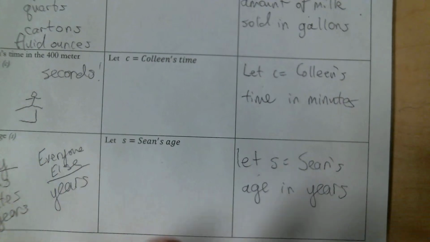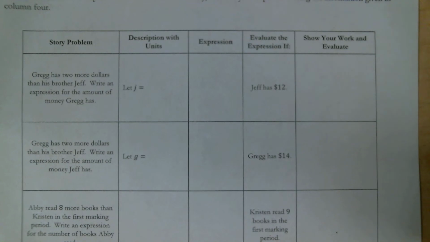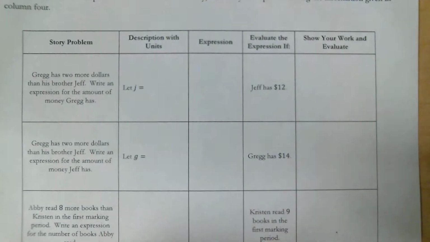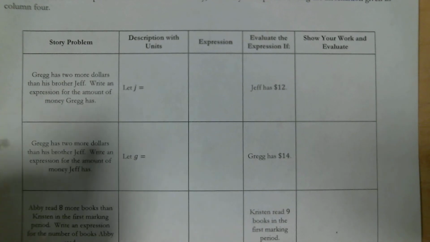All right, let's go ahead and move on. So go ahead and find me on page 3. And now we're going to actually work on writing these situations. So we're going to read each story problem, we're going to identify the unknown quantity, and we're going to write an addition or subtraction expression for this, okay? So let's actually see if this works.